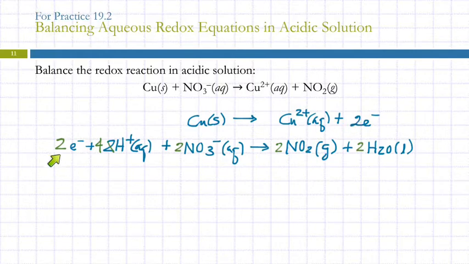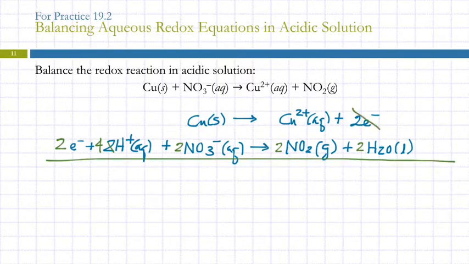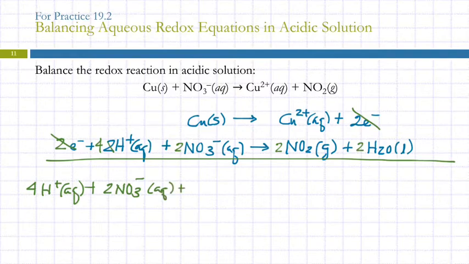2 electrons, 2 electrons. So I can add these together. Those are going to go away. The 2 electrons produced by the first half reaction get used up by the second half reaction. They do not show up in the overall reaction. So I've got 4 hydrogen ions and 2 nitrate ions. And just like adding in math, the order in which you put these doesn't matter. If you put the copper in there first, it's fine.